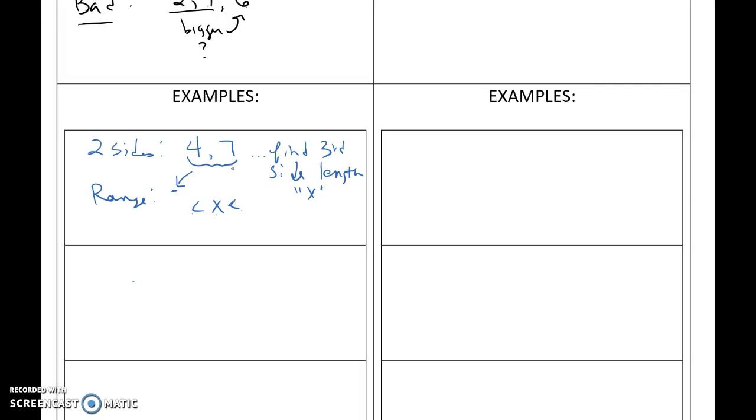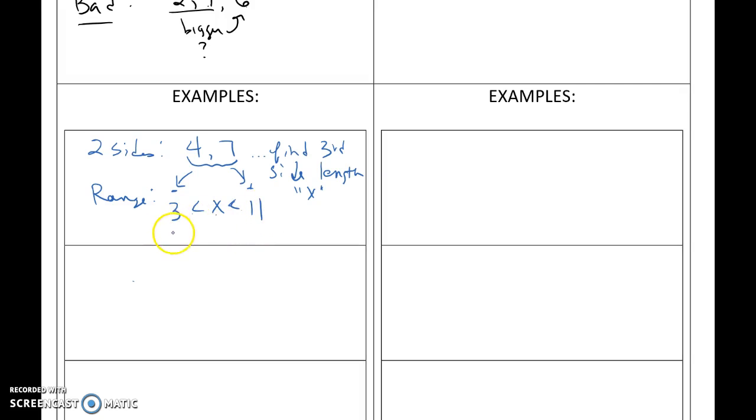And then if I add them, that's going to be the number that goes over there. So what happens if you subtract 4 and 7? Well, there's a difference of 3, right? If you subtract them. And if you add them, what's the difference? Well, not the difference, but the sum, if you add them, that would be 11. So I know that the third side has to be somewhere between 3 and 11.